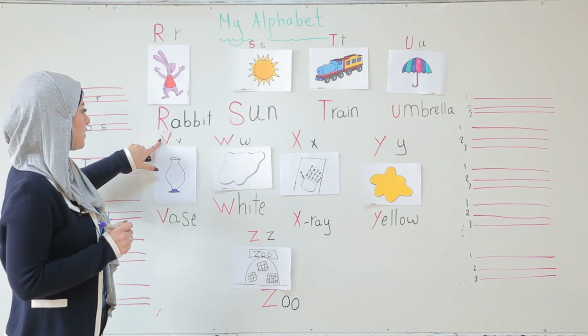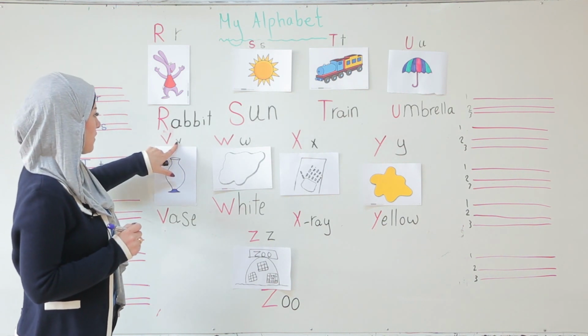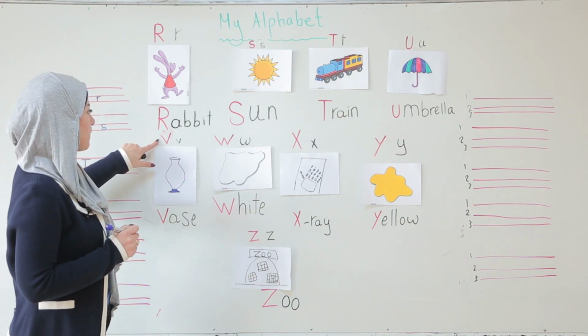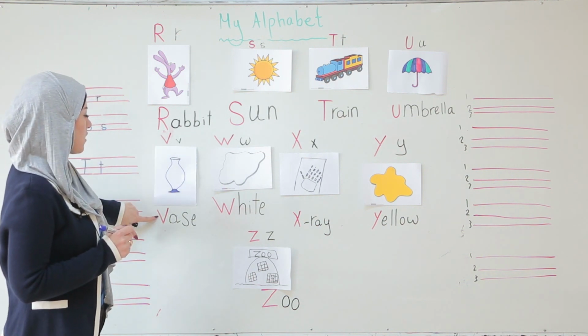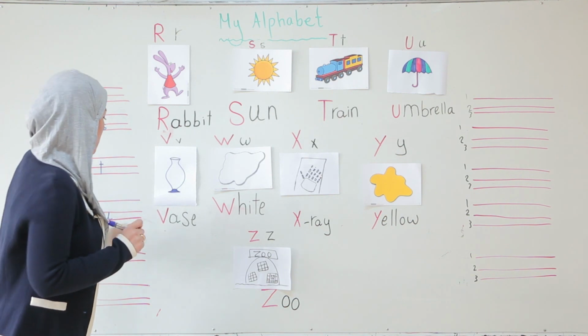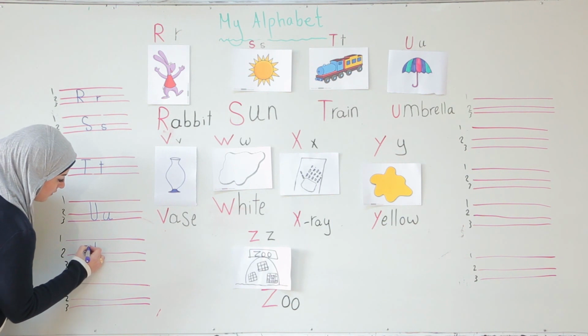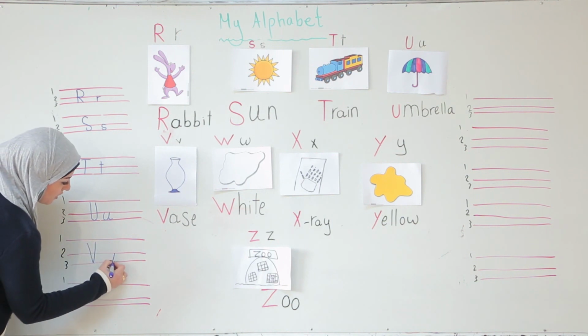Capital V, small v. V like vase. The sound of the letter V is V, V, vase. Small v between the lines.